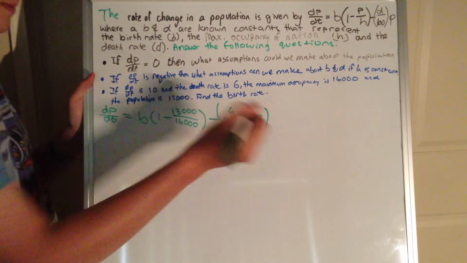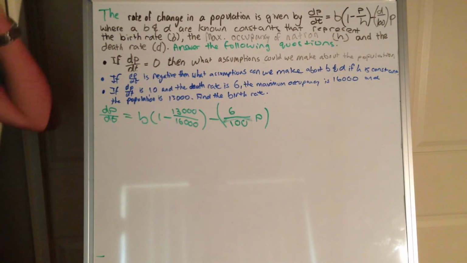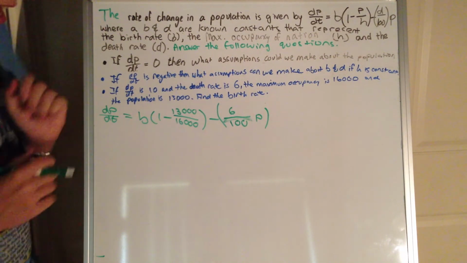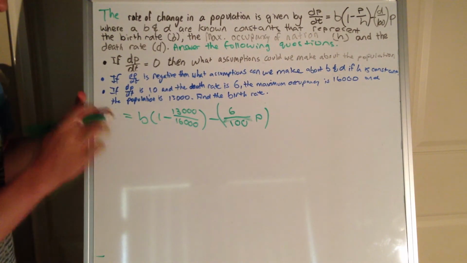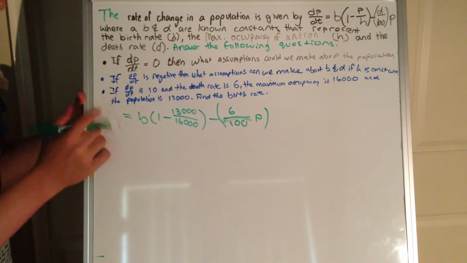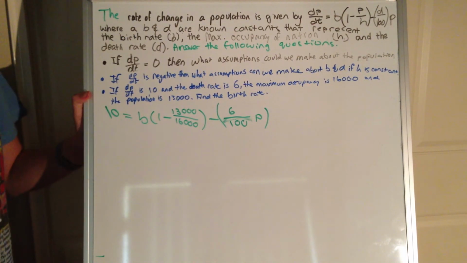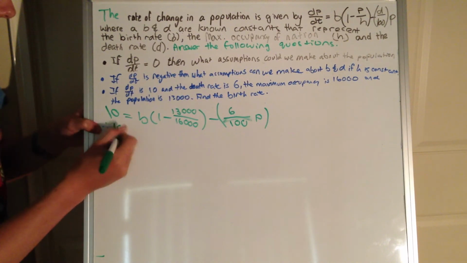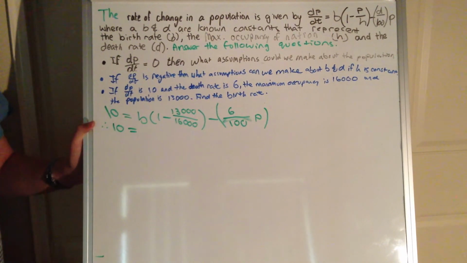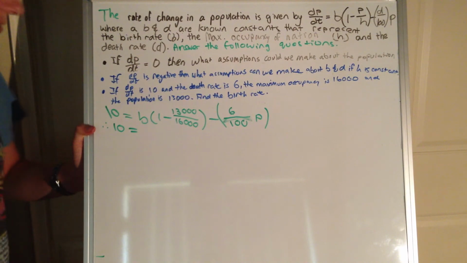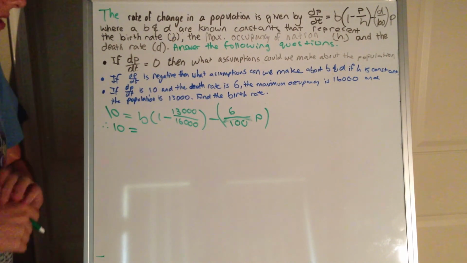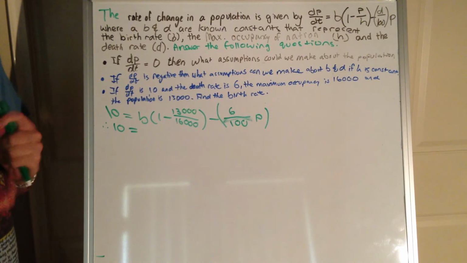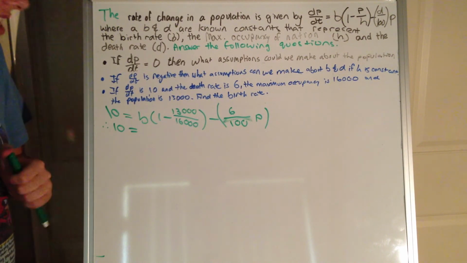And it's always good to use brackets. So now what do we do? Well, we just need to substitute, and we can substitute in our dp over dt value to be 10. So now, let's go through the process. We get 10 equals 1 take 13,000 over 16,000. Because it's 13,000 over 16,000, it's the same as having 1 take 13 over 16.